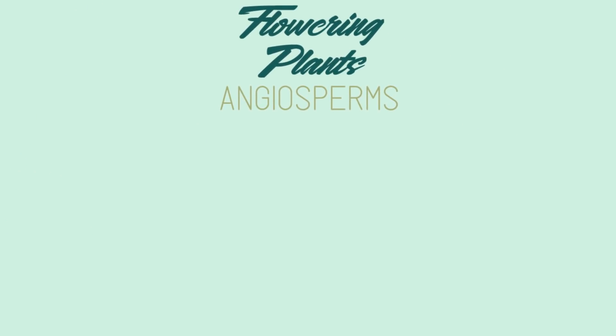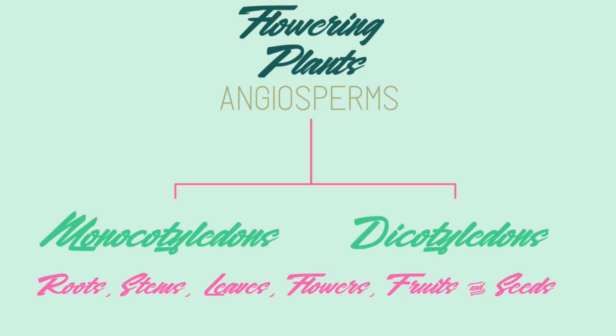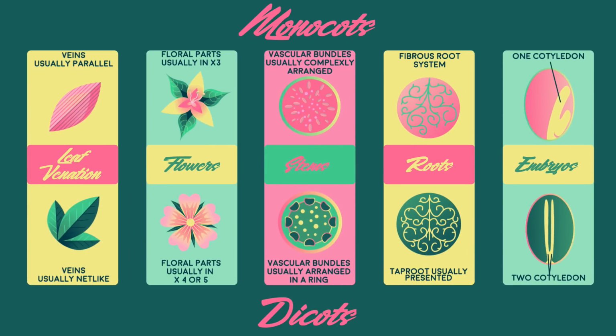Now for angiosperms, the largest and the most diverse group in the plant kingdom, angiosperms consist of two major groups, monocotyledons and dicotyledons. These groups differ with respect to their roots, stems, leaves, flowers, fruits, and seeds. Some observable differences are that monocots have parallel veins and petals in groups of 3, whereas dicots have net-like veins and petals in groups of 4 or 5. There are other differences as well, but we don't need to worry too much about these at this stage.